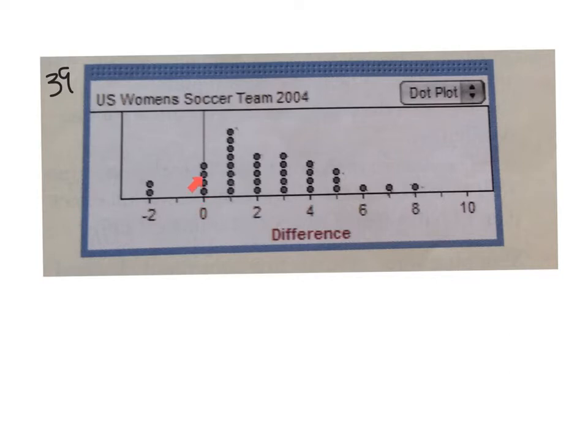This would represent a tie, right? You subtract the two scores and it's 0. All of these dots are wins, because when you subtract the opponent's score from the U.S. score, you get a positive number, so they are ahead. They only lost 2 games by 2 goals the entire season. So that's what's going on there.